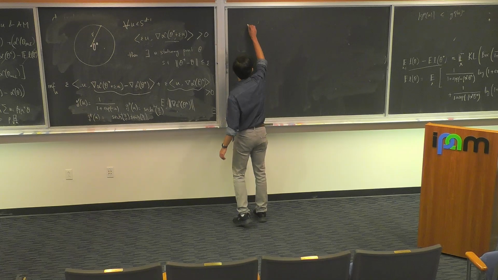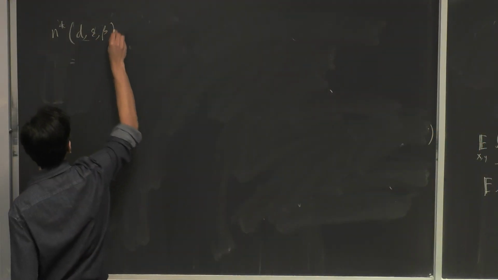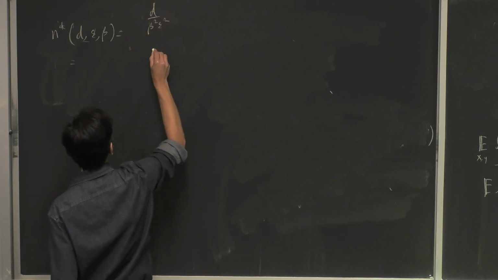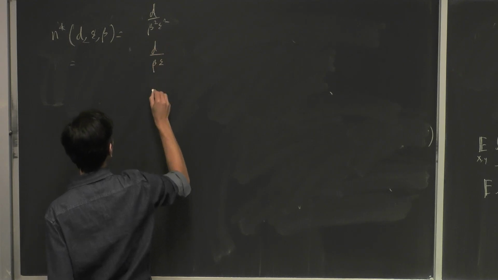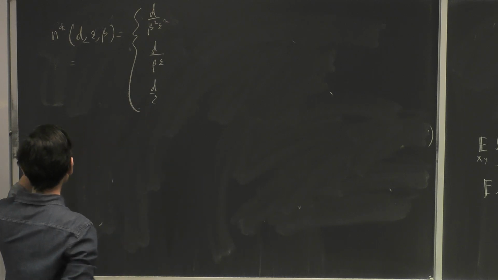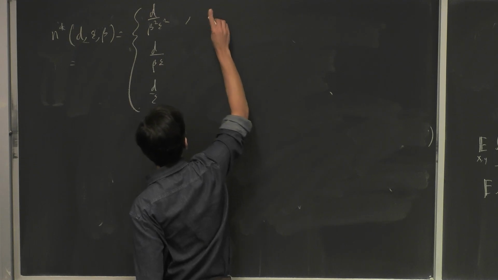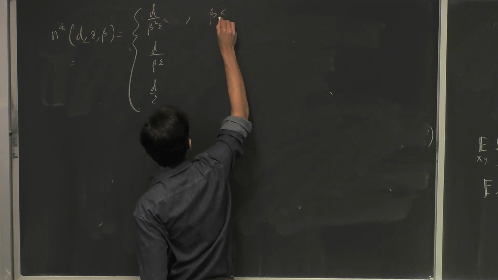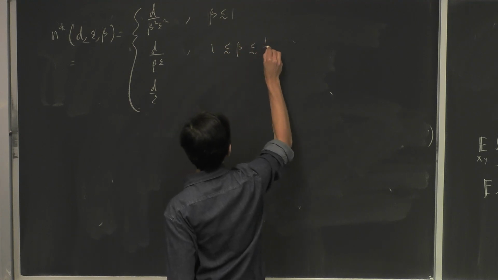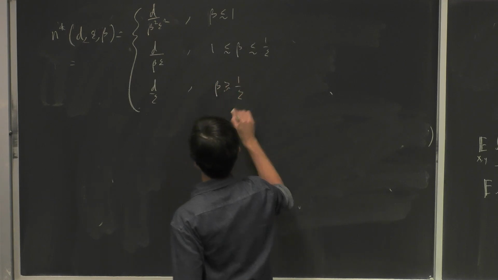Okay, so if you remember, n star of d, epsilon, beta was d over beta squared epsilon squared, d over beta epsilon, and d over epsilon. So there are these three regimes again: beta less than or equal to 1, beta around 1 over epsilon, and beta greater than 1 over epsilon.